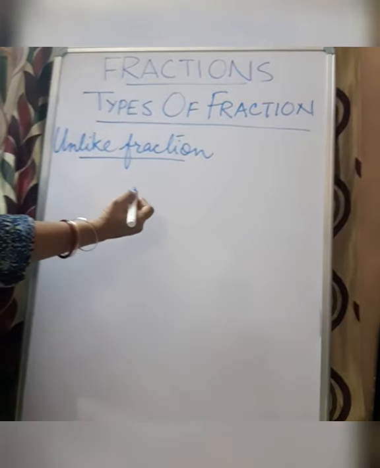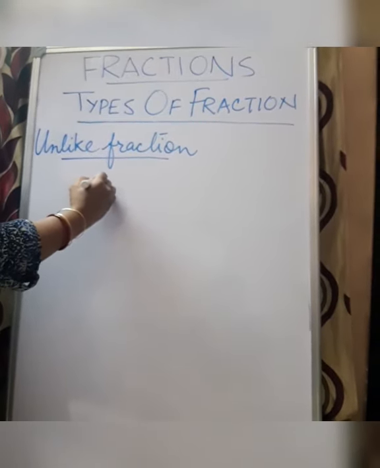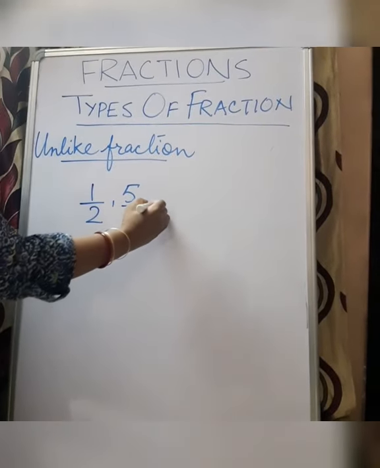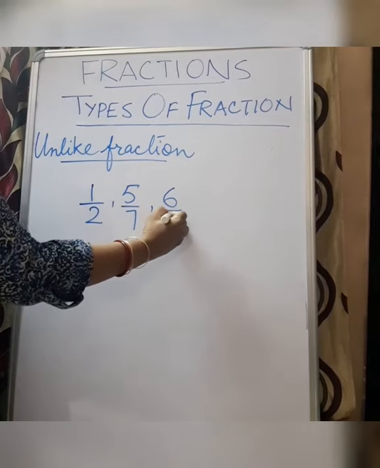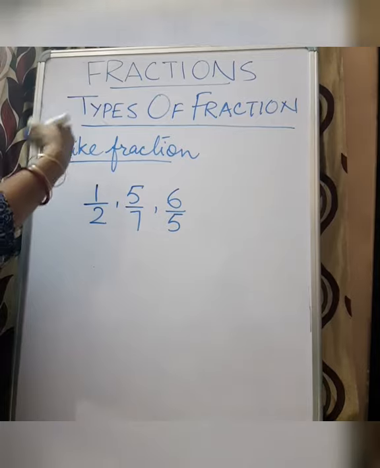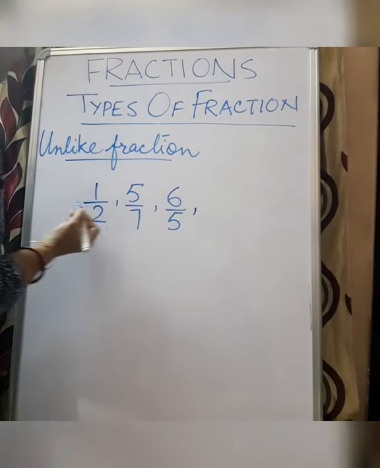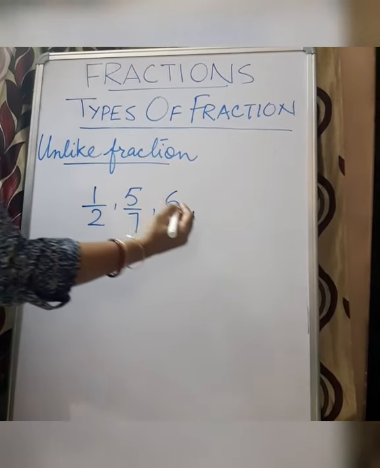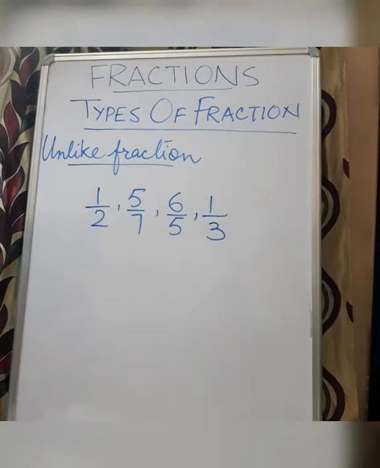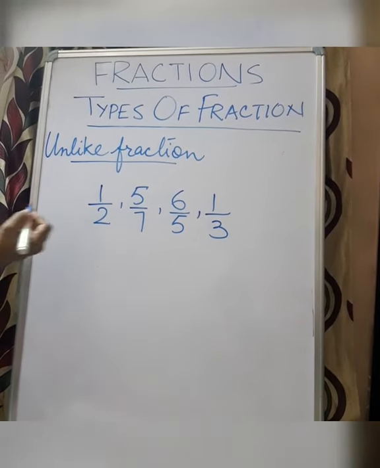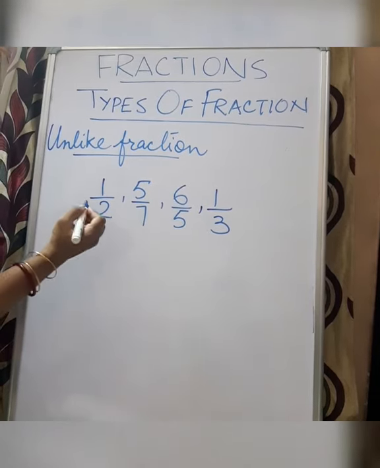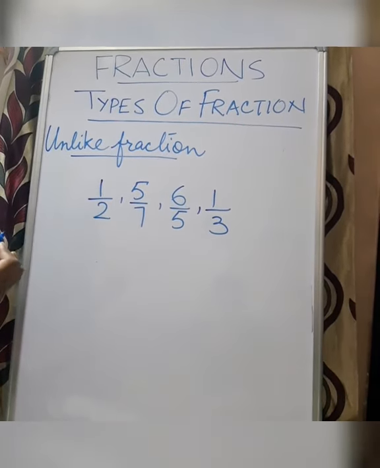Fractions that have different denominators, for example, we write 1 by 2, 5 by 7, 6 by 5. So it may be proper, may be improper, may be a unit fraction, but since the denominators are different, we call them unlike fractions. When we add or subtract unlike fractions, we have to find equivalent fractions so that we get the denominators the same.